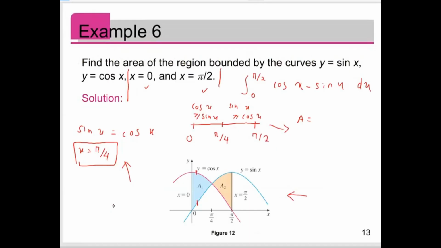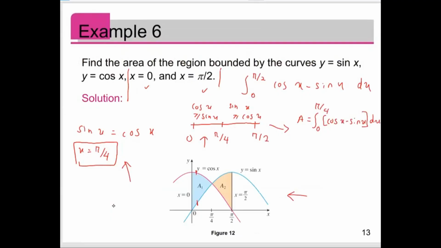Then you are going to have more intervals that need to be considered here. All right. So now constructing the formula for finding the area bounded. You are going to have the first interval that is from 0 to pi over 4. In this case, you are going to have cos x minus sine x dx. So that's for this particular interval.